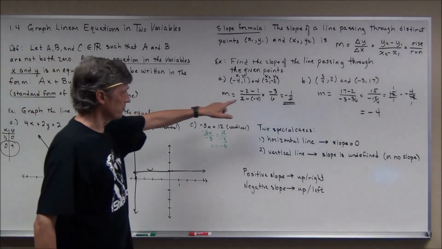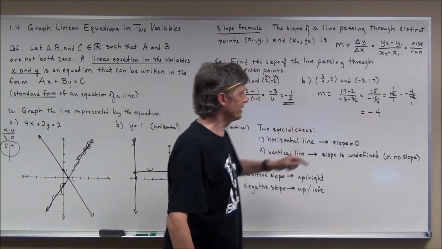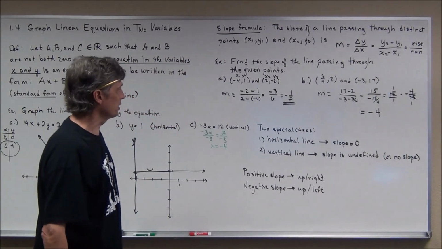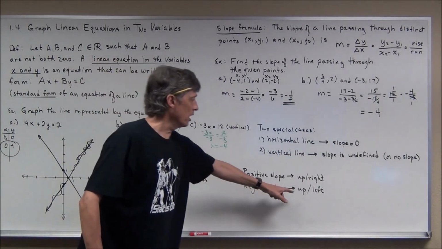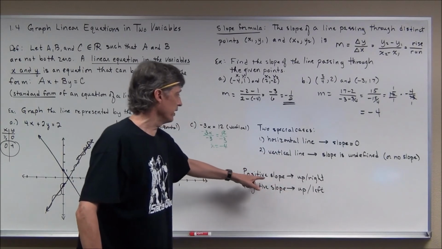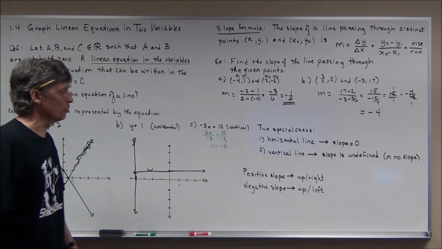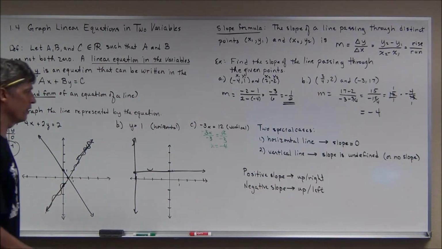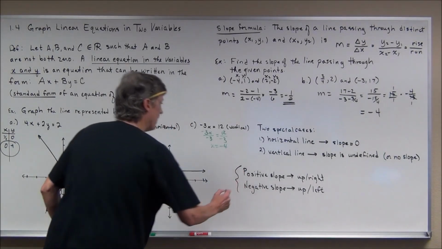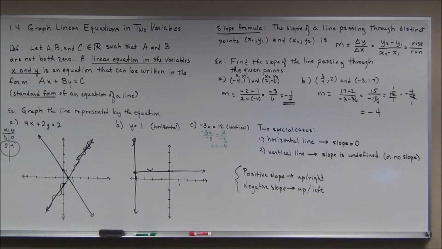And these two guys have negative slope. What does negative tell me? It tells me that for this oblique line, my line goes up and to the left or down and to the right. If it has positive slope, it goes up and to the right, which is usually a fairly easy concept to remember. Positive slope up and to the right, negative slope up and to the left.